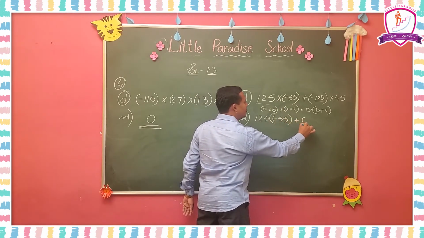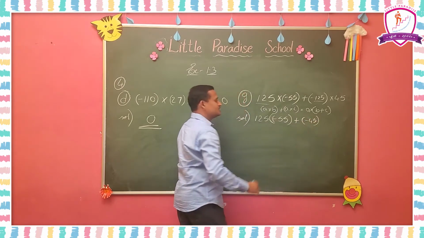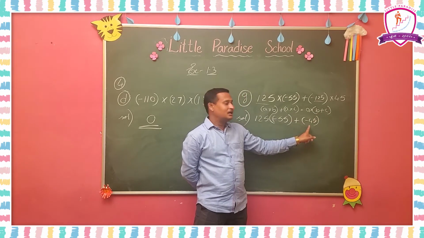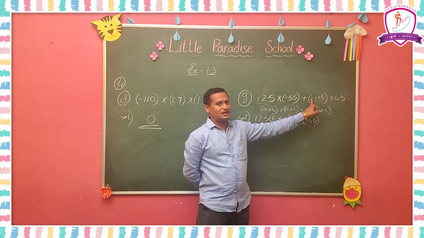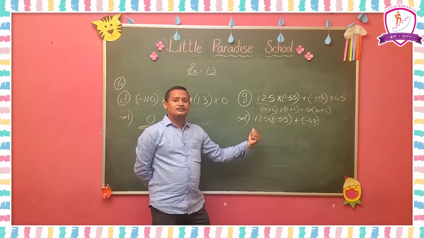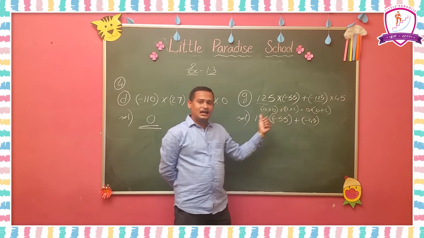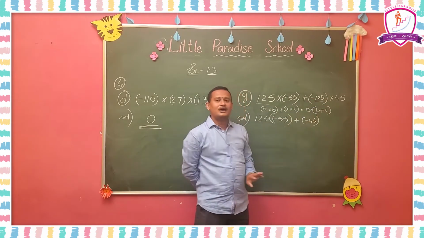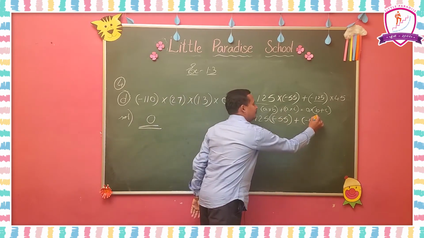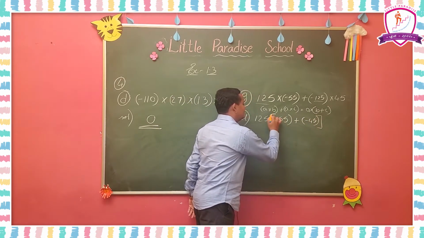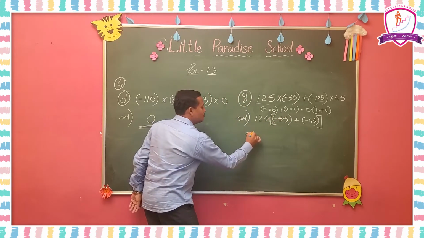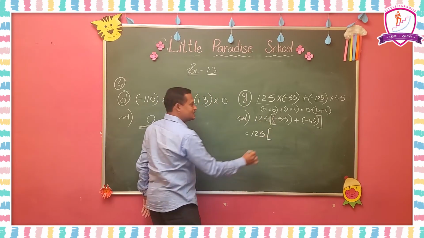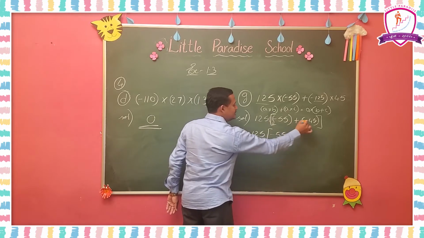plus minus 45. Why did we write minus 45 here? Here only 45 is there, but why are we writing minus 45? Minus 125 is given here, but we took 125 as common. We did not take out the minus as common, so this minus is transferred to the 45, so we have to write minus 45 there. Okay, I am going to close this bracket. So next, 125 into, we open the brackets, minus 55 plus minus 45.